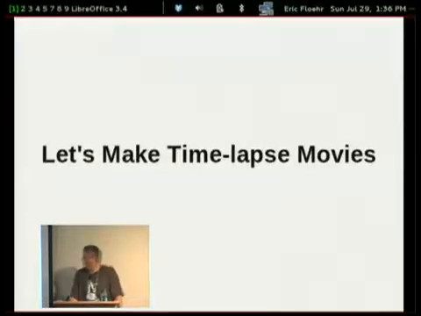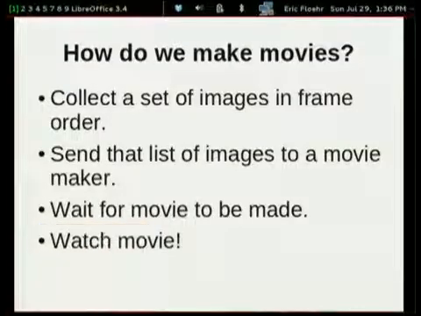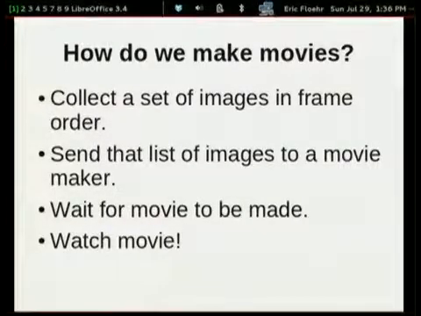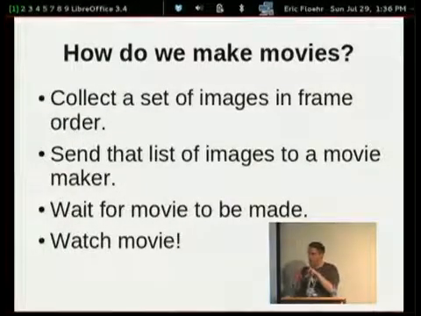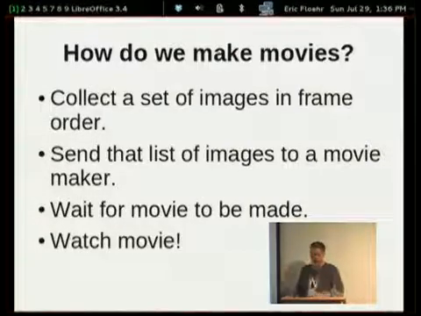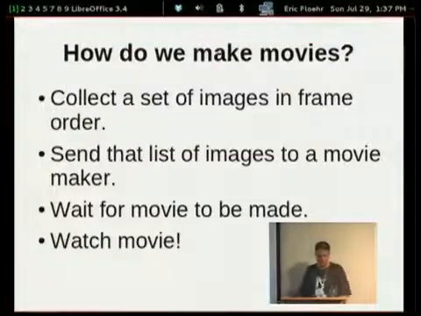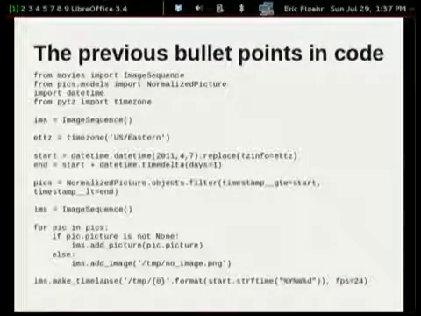So first off, let's make time-lapse movies. Just regular old basic time-lapse movies. There are four things we're going to do. We collect a set of images in frame order. We pass those images to a movie maker to compose them from single still images into a movie. We wait for the movie to be made, and then we watch the movie. It's very simple. And this is the Python code that does it. It's not a lot of Python code.